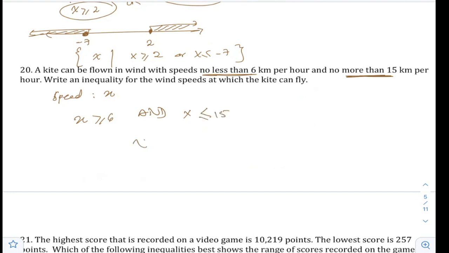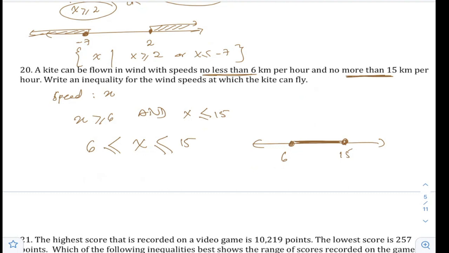If you combine them, then this speed will be between, inclusive, at the same time, the 6 and the 15. X is more than or equal to 6 and at the same time less than or equal to 15. And if you want to graph it, it's not included, but let's do it.